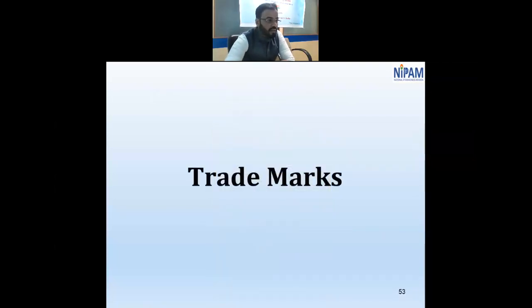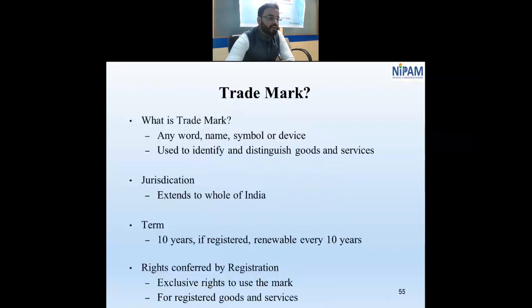The third intellectual property which we will discuss is the trademark. So trademark is any word, symbol, or device which is used in business parlance, is used to identify and distinguish goods and services. The jurisdiction, as in case of patents and design, because I've already mentioned intellectual property is a territorial right, so it extends to the territorial jurisdiction in which it is filed.